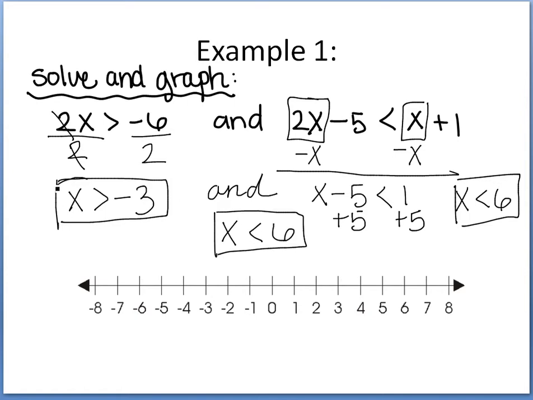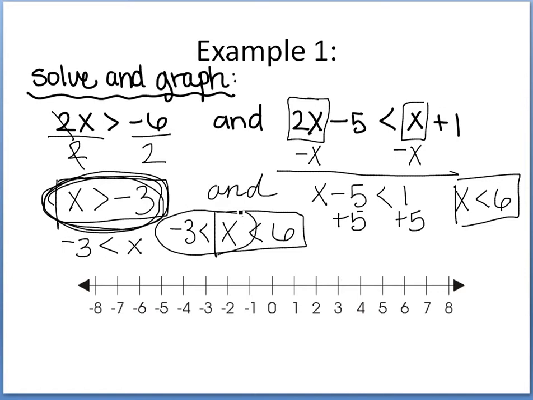And now this one, I'll do this one curvy. x is greater than negative 3. We're going to switch it around. So negative 3 is less than x. And that's what we glue on this side. And that's what it looks like.